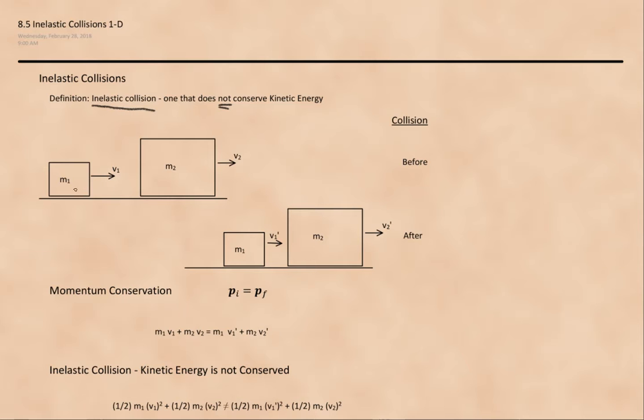So here's our picture again. We have mass 1 traveling initially with a speed v1 and mass 2 traveling initially with a speed v2. Mass 1 is going to collide with mass 2, and after the collision they each have a new velocity. Mass 1 has v1 prime, mass 2 has v2 prime. Now we still have momentum conservation. So the initial momentum, which is mass 1 times his velocity plus mass 2 times his velocity, will equal the total momentum after the collision, m1 v1 prime plus m2 v2 prime.